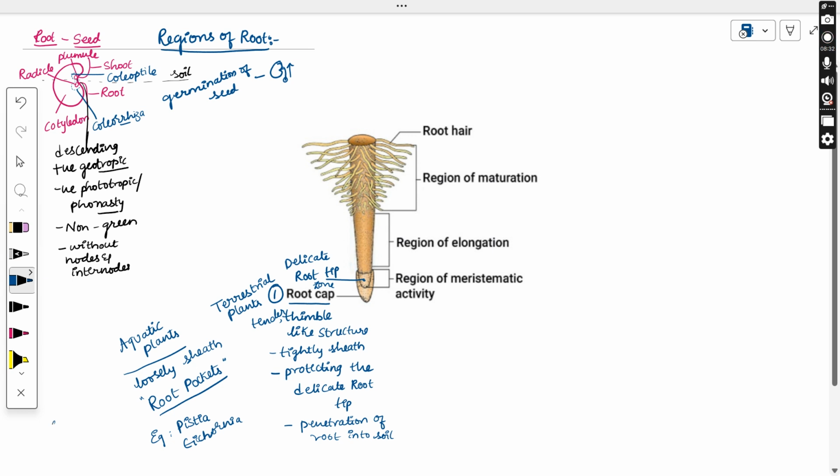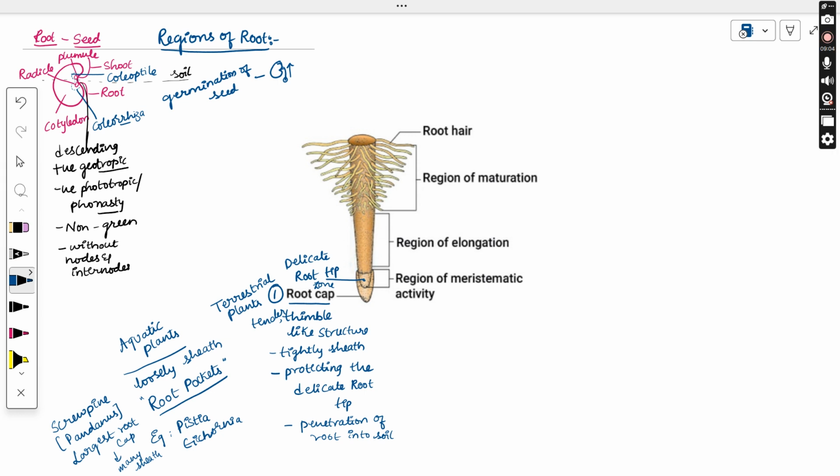there is one plant, the screw pine, which has a speciality. We also call it Pandanus. This plant has the largest root cap among terrestrial plants. That root cap is made up of many layers, or many sheaths. Many layers of root cap are present in the screw pine.